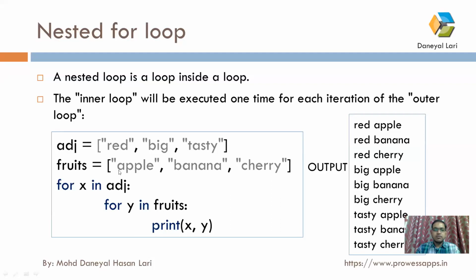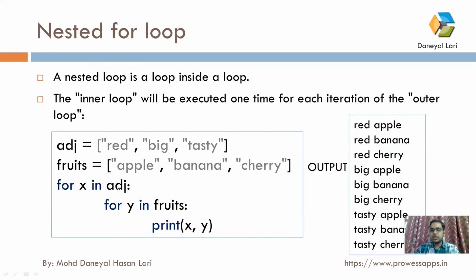So the first value fetched is apple, as you can see, then it prints the first value, that is red, and then apple. After that it will fetch the next value, that is banana, and as we know that x has the same value, that is red, you can find red banana, then red cherry. After that, it will find that there is no element in fruits, so it will stop the execution, and after that it will again go and check the outer loop.